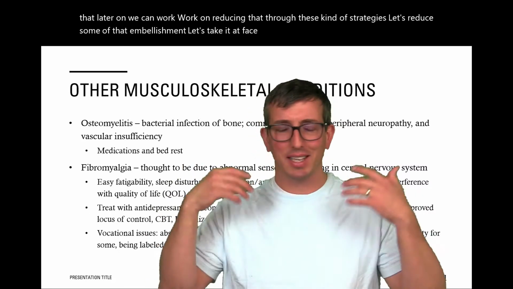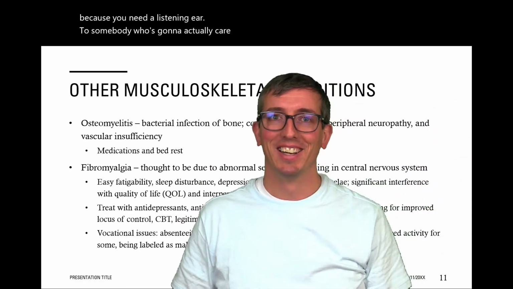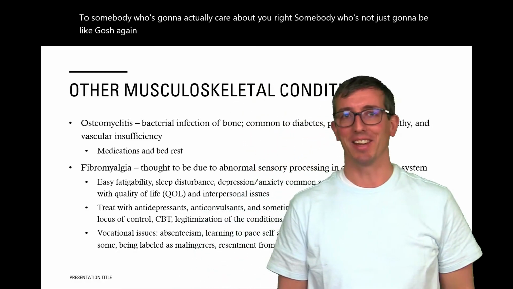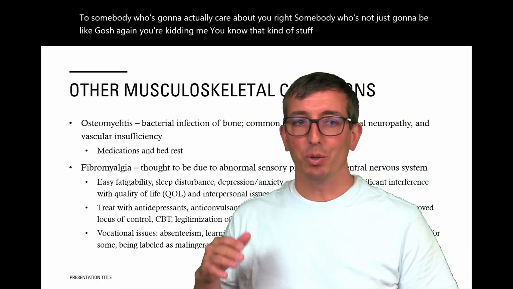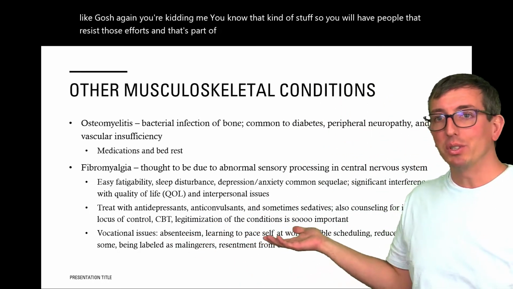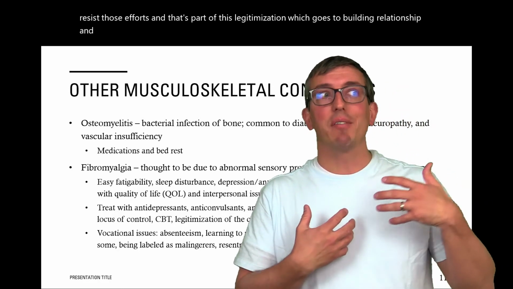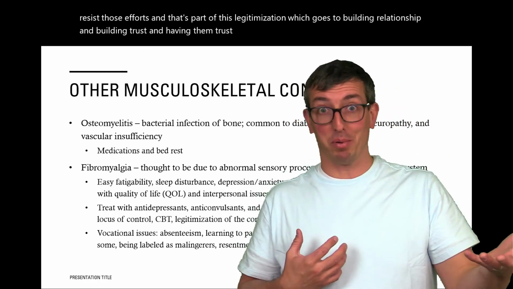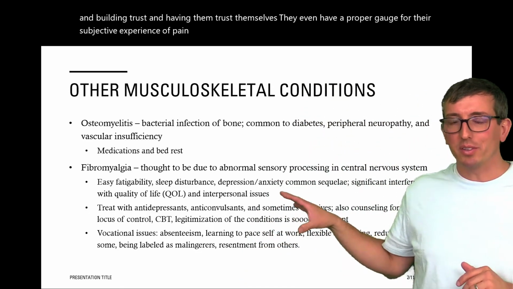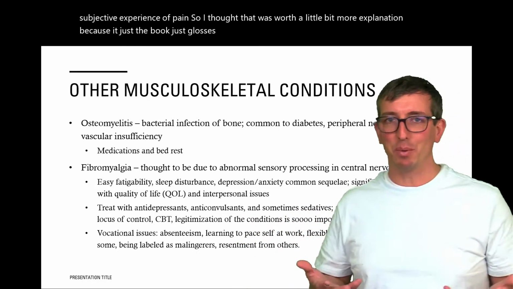But right now, just get it out because you need a listening ear, somebody who's going to actually care about you, right? Somebody who's not just going to be like, oh, gosh, again? You kidding me? That kind of stuff. So you will have people that resist those efforts, and that's part of this legitimization, which goes to building a relationship and building trust. And having them trust themselves that they even have a proper gauge for their subjective experience of pain. So I thought that was worth a little bit more explanation because the book just glosses over it and we don't actually get to see what that looks like.